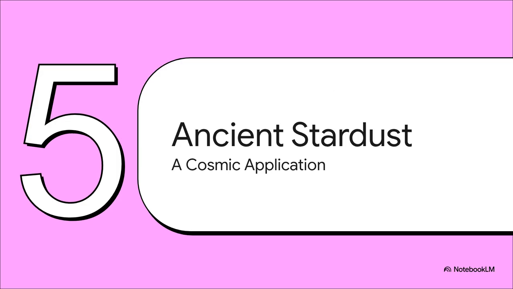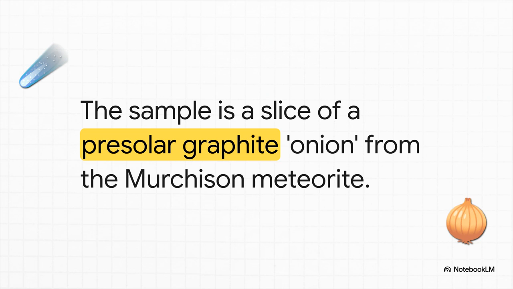But now we get to the really mind-blowing part. What if you could use this fingerprint not just on man-made stuff, but to actually read the history of our solar system from a tiny speck of dust that's older than the sun itself? The next sample was exactly that. It was a microscopic slice taken from the famous Murchison meteorite.